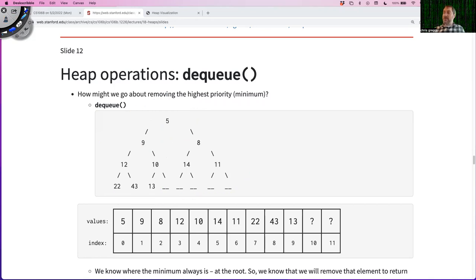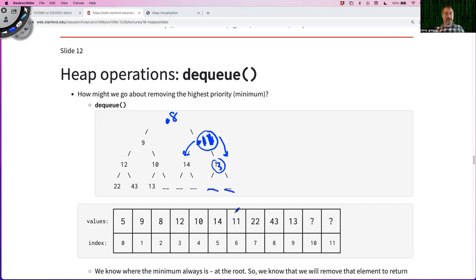Let me do it this way. We're going to now say that was gone. This became 8, this became 13. We need to continue bubbling down. Let's take the 13 and check it against its children, 11 and 14. Which one gets moved? The 11. The 11 goes here and the 13 goes down here. And then we do it again, 13 versus its children. Guess what? Its children are empty.